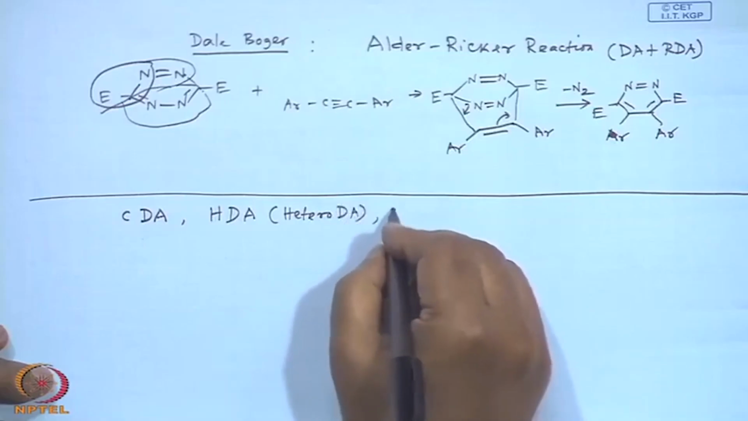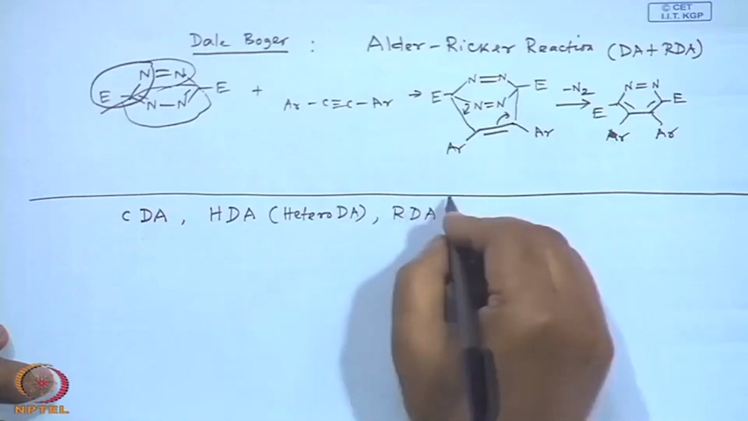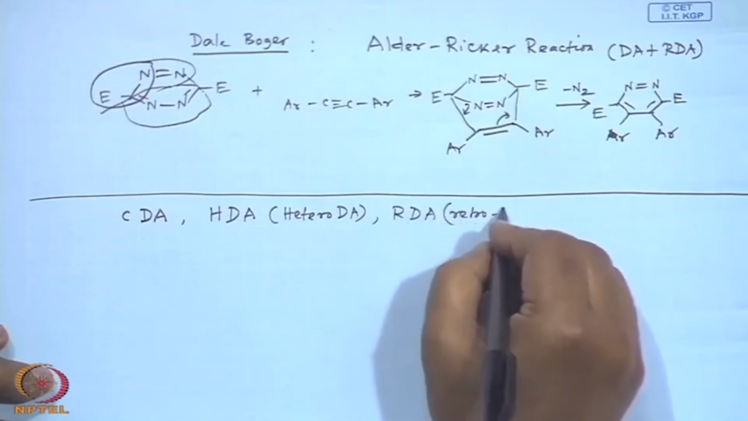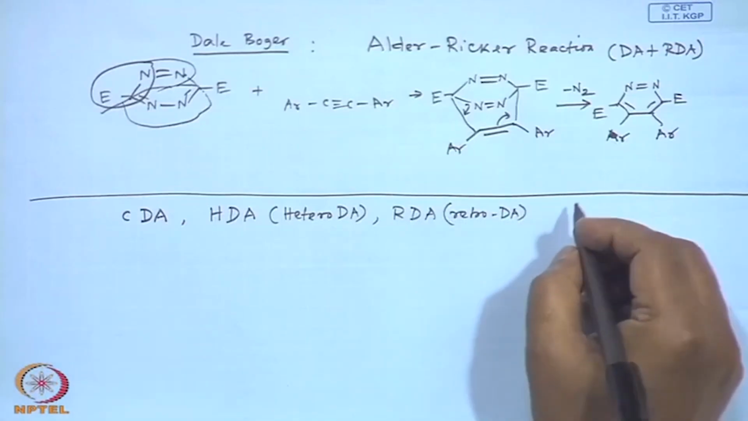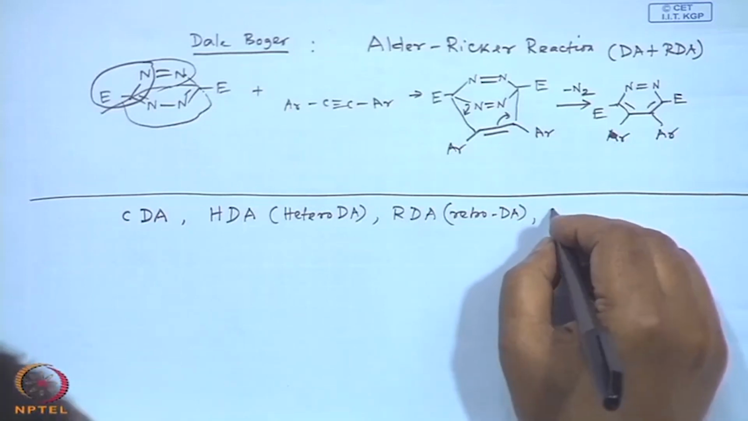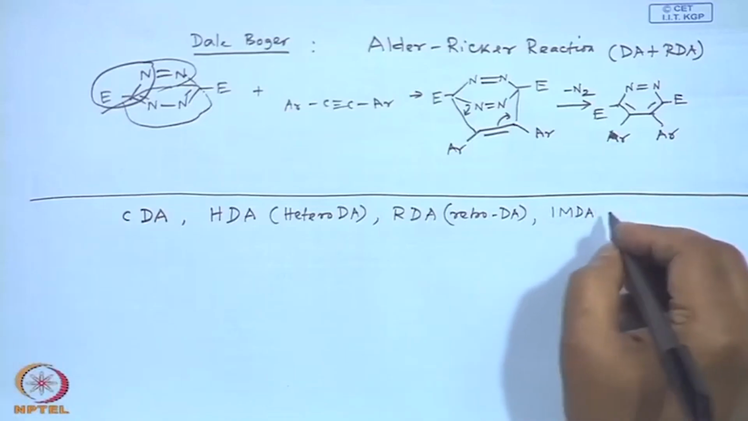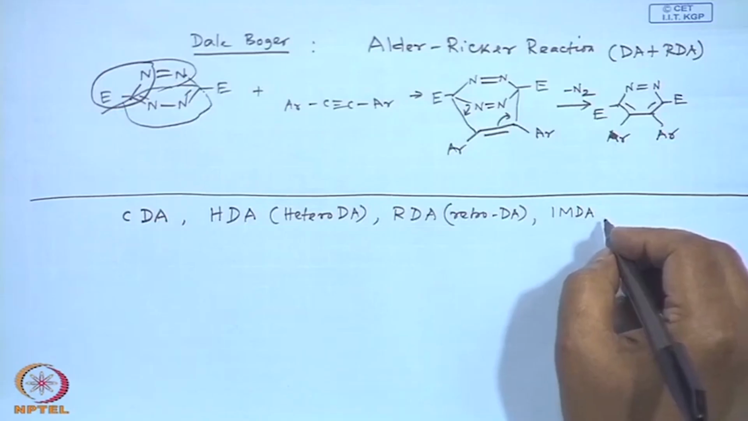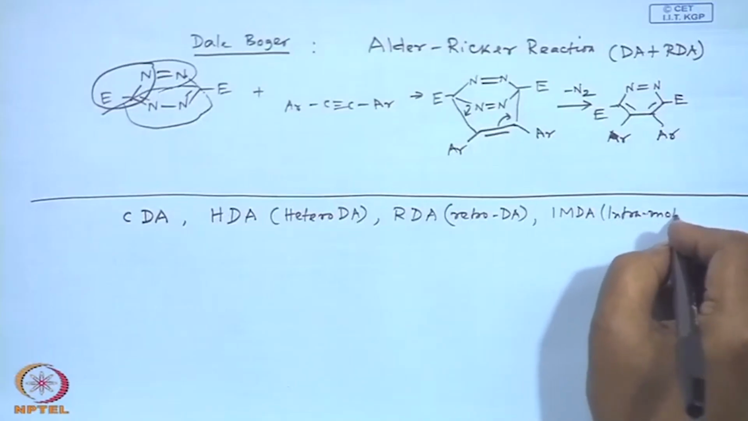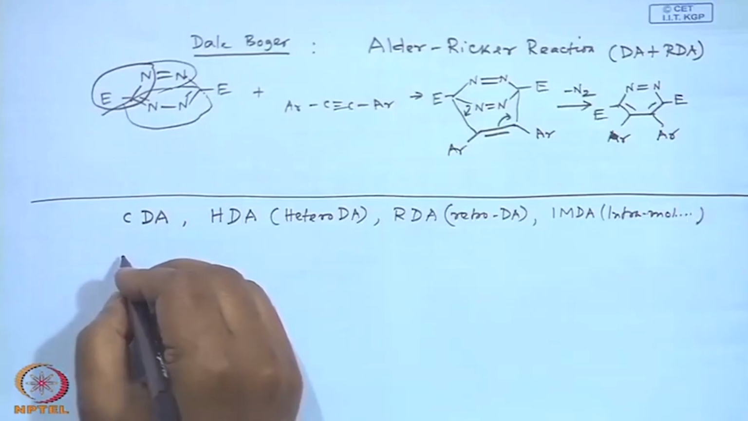So there are many of these, like we have already shown you RDA. That means there are plenty of adjectives, right. In this case it is retro Diels-Alder. Any other? These are all names organic chemists almost regularly use, called IMDA. IMDA is a very useful reaction. I will give you more examples today. IMDA is the intramolecular Diels-Alder reaction. So that means intramolecular Diels-Alder reaction.